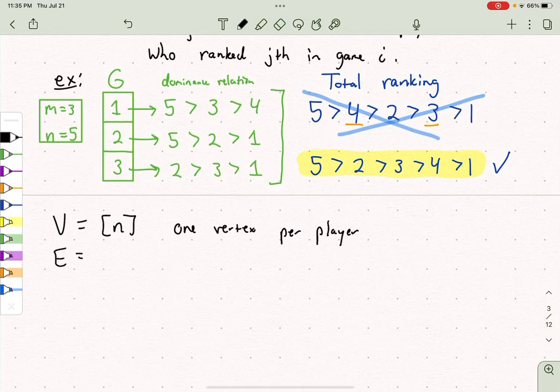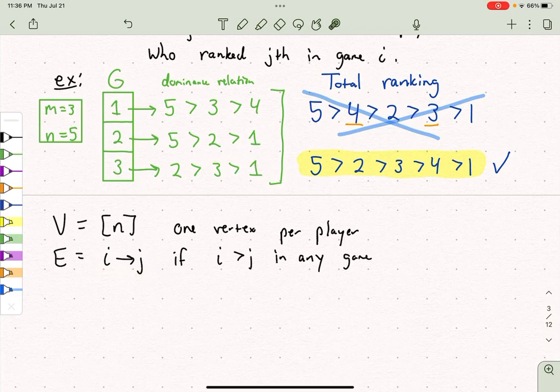Then for the edges, we can have an edge I to j if I was greater than j in any game. So in other words, if there exists even a single game where I beat j, I was greater than j in the order, then we'll put the edge I to j, which essentially says I beat j at least once. That's another way to think of it. In at least one game.